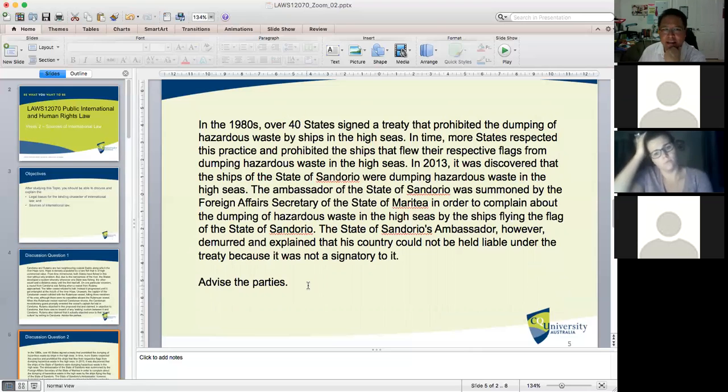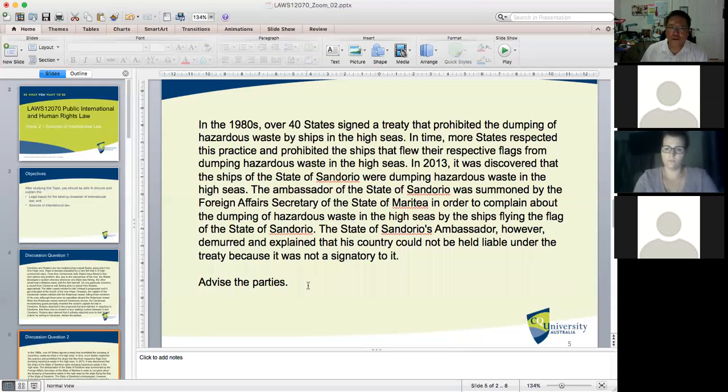Now, in the 1980s, over 40 states signed a treaty. So going back to question 1, you will notice that we talked about the idea of consent in international law. The answer to question 1 would have suggested to you that international law is not necessarily based on state consent, not always, because it is possible for a state to be bound by international law on the basis of the actions and practices of other states. Okay, and we're going to see that in question 2.